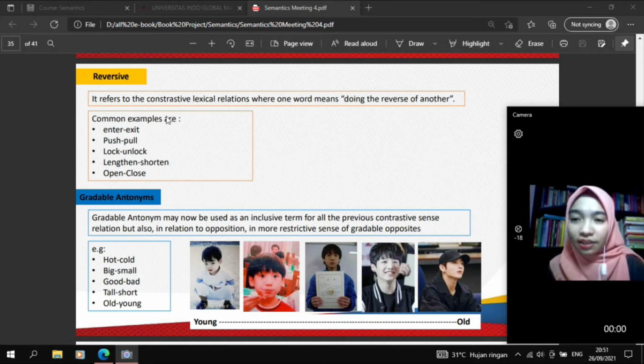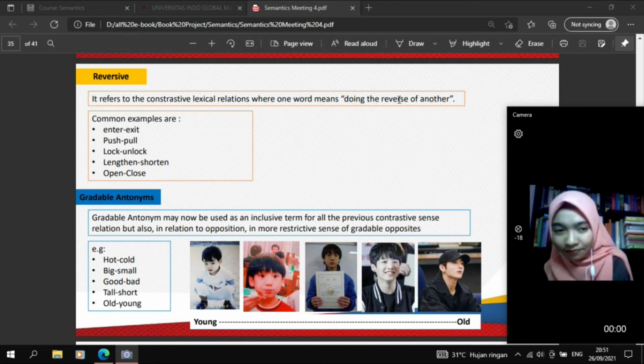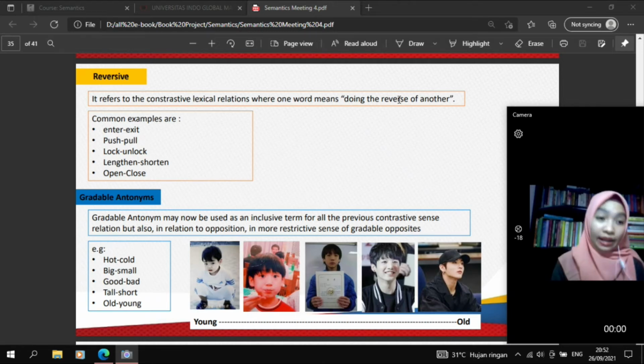Just see the example. Enter, exit, push, pull, lock, unlock, lengthen, shorten, open, close. So this means doing the reverse of another. In bahasa you say, melakukan sesuatu kebalikannya. Ya, adalah sesuatu yang merupakan perlakuan kebalikan dari satu makna yang lainnya.